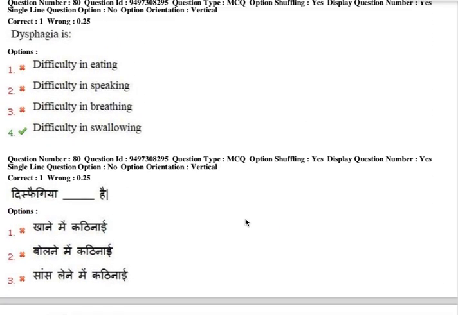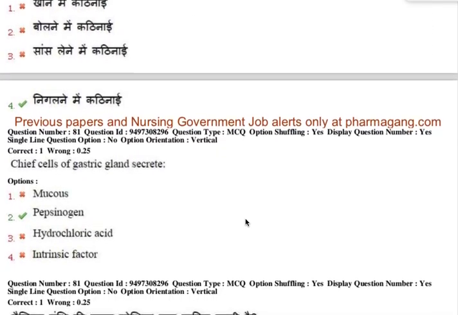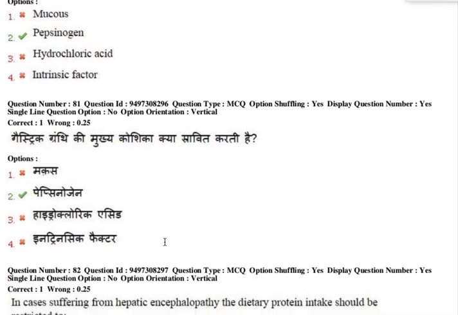Difficulty in swallowing is known as dysphagia. Next question, question number 81. Chief cells of gastric gland secrete? Correct answer is second, pepsinogen. Chief cells of gastric gland secrete pepsinogen.